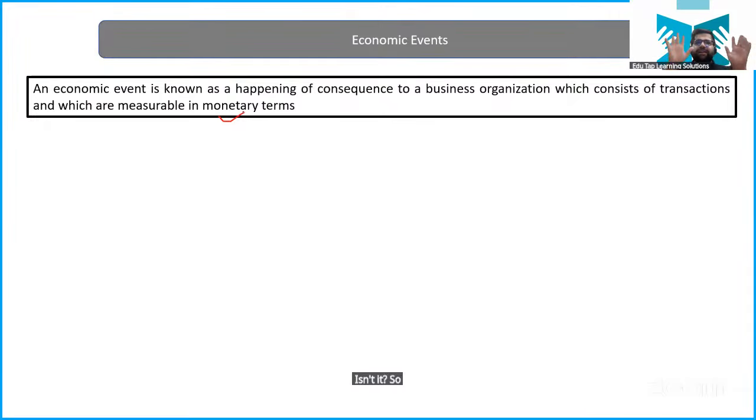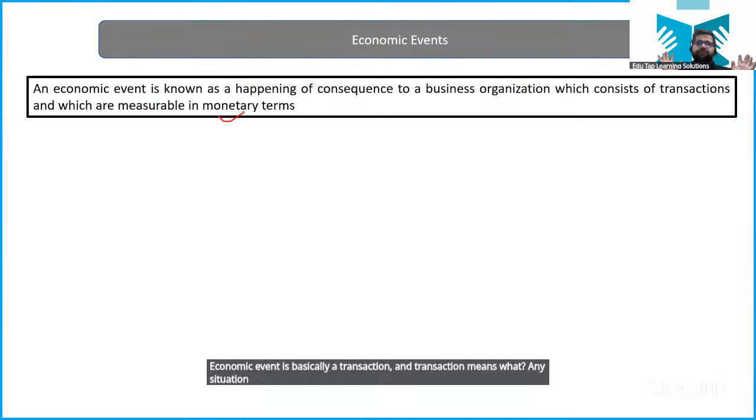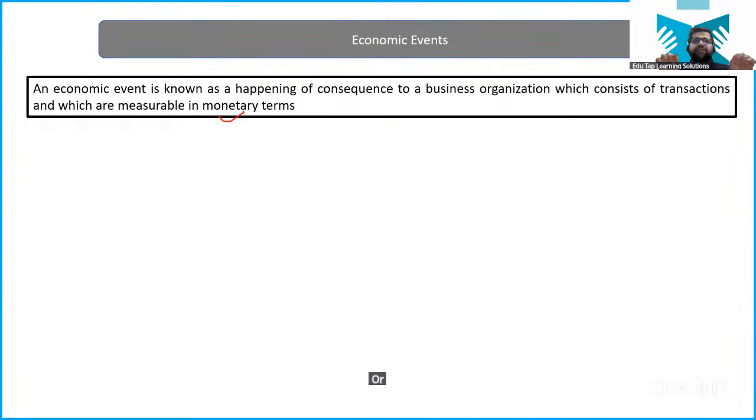So basically, just remember these three things. Economic event is basically a transaction, and transaction means what? Any situation or a ghatna hona, or it's a kind of a situation wherein you are doing something, right? Like for example, currently the moment I'm speaking, this is an event for me. But can I record this in accounts?